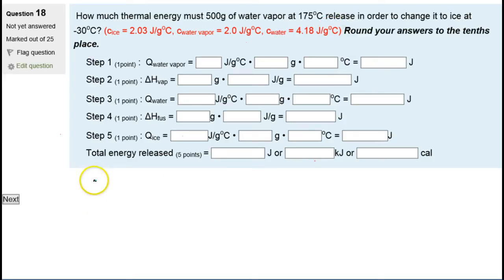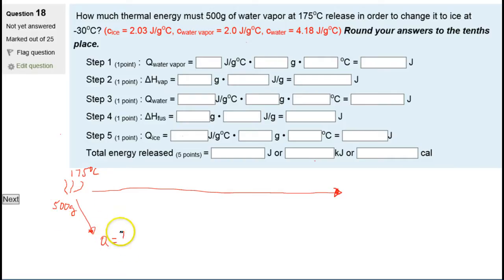It looks like we've got 500 grams of water vapor, and this is at 175 degrees Celsius. And what's going to happen to this water vapor is that over time, it's going to release a certain amount of thermal energy that we're being asked to figure out. And as it releases thermal energy, it's going to cool down into a chunk of ice that is at negative 30 degrees Celsius. And the mass of this ice will stay the same.